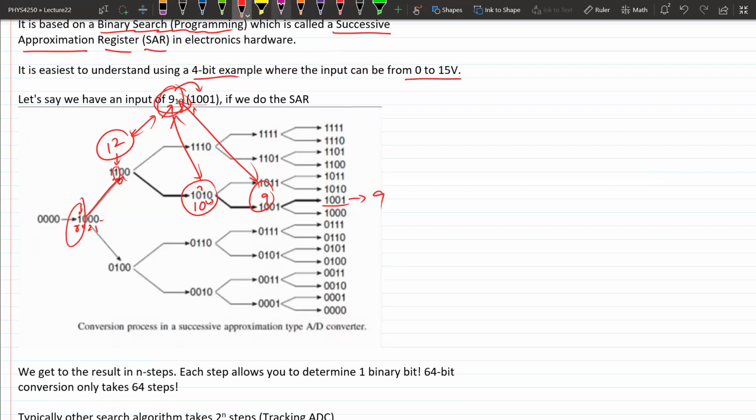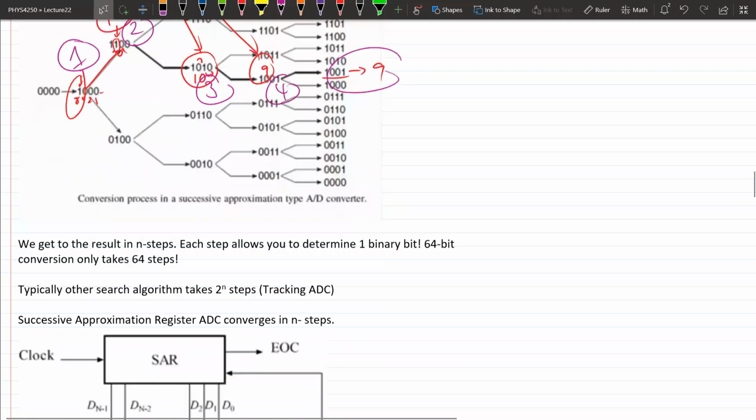So the thing to note is that this took 1 clock cycle because we're doing one comparison, 2 clock cycles, 3 clock cycles, 4 clock cycles, and then you get to the answer. It took 4 clock cycles to do one successive approximation analog to digital conversion. Remember, flash ADC can do it all in 1 turn. So this is already 4 times slower and we're only doing 4-bit conversion. It's actually worse than that. If you do 64-bit conversion, it'll take 64 steps instead.